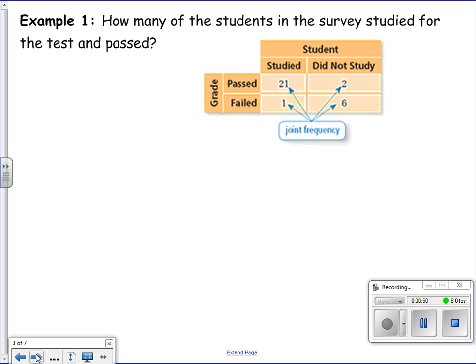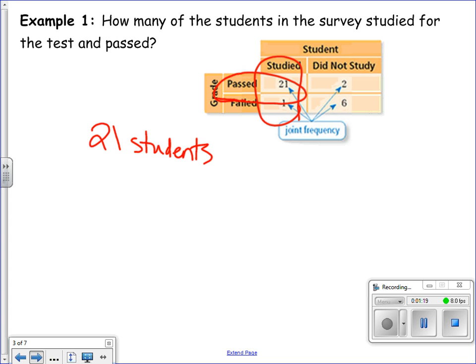All right, so in example 1, we're using that same two-way table, and we're trying to see how many of the students in the survey studied for the test and passed. So how many actually studied and passed? So we just follow the columns. Studied is in here, and passed is here, and where they connect is right there, 21 students.